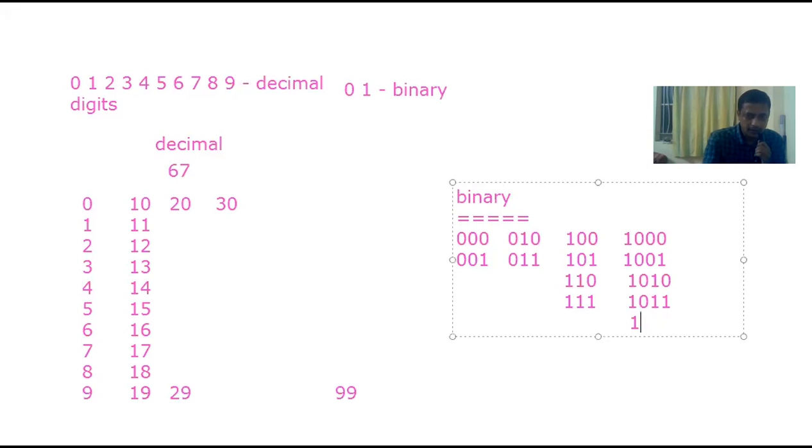Sorry, 1100. This is the fifth number, and then we get the sixth number as 1101. Then we get the seventh number. We look at the number very carefully. 110.